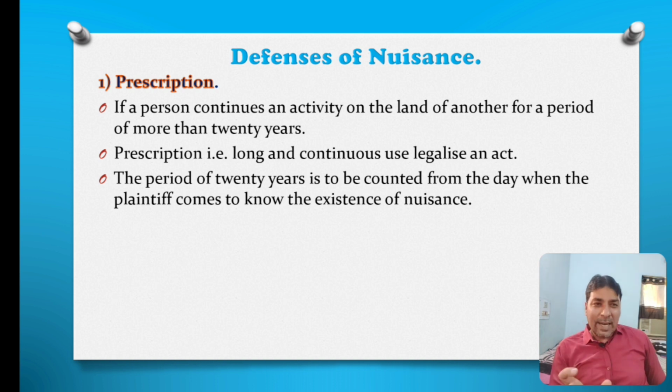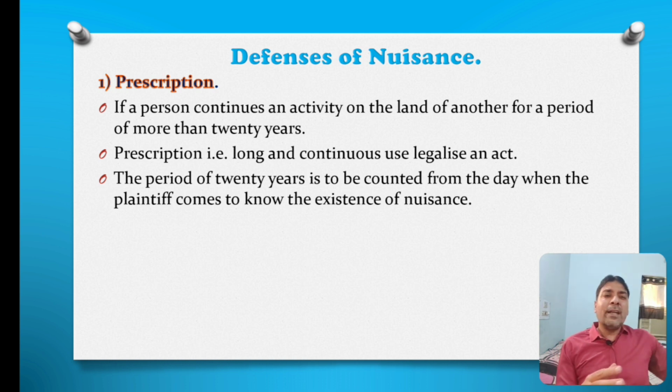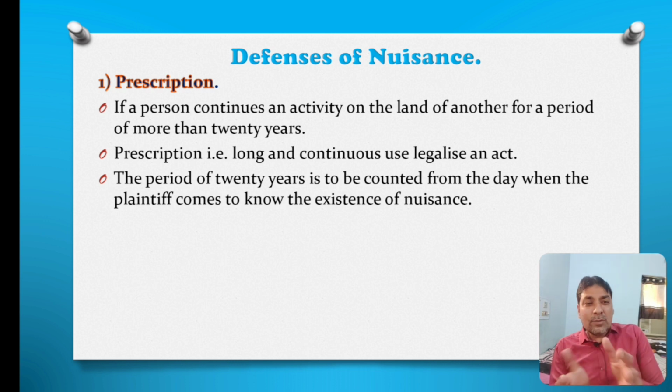So now the question is that the 20 years will be counted from the date of knowledge of the nuisance, not from the date of the act. So if the defendant has been doing his act for more than 20 years, but the nuisance came to the knowledge of the plaintiff only 6 months ago, now he will be entitled to file a suit, and the defendant will not be entitled to take the defense of prescription.